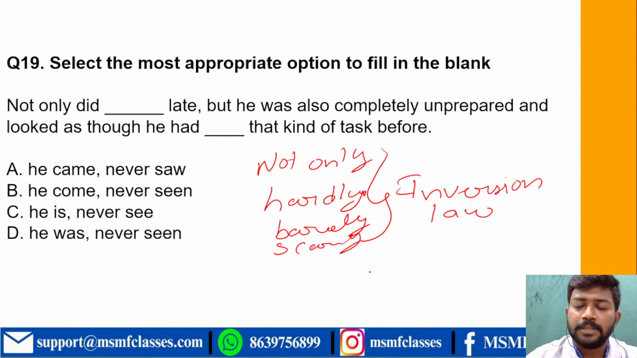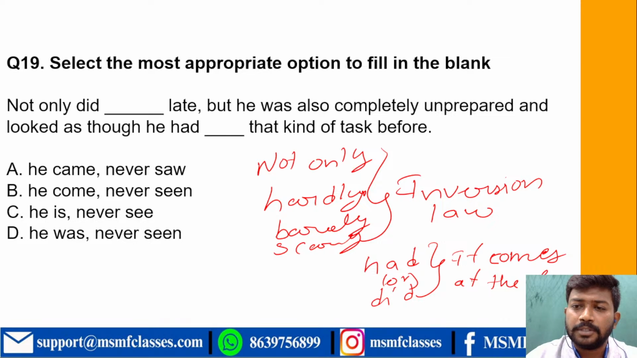We get the helping verb at the first. Either it is had sometimes or did sometimes, depending on the sentence. It comes at the first of the sentence. I mean to say that after not only, hardly, barely, scarcely, we must use the inversion law. Now here, after not only, did is already present in the sentence. Now we have to go with the present. Did always follows the present.